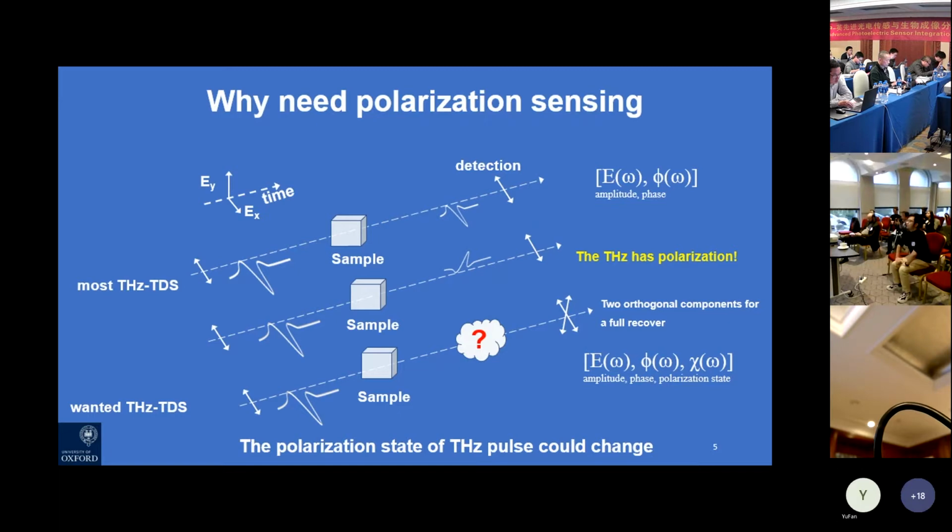So it's necessary to develop a detection scheme which allows us to measure two orthogonal components of the terahertz electrical field vector to give a full description of the transmitted terahertz pulse, including its amplitude, phase, as well as polarization state information.